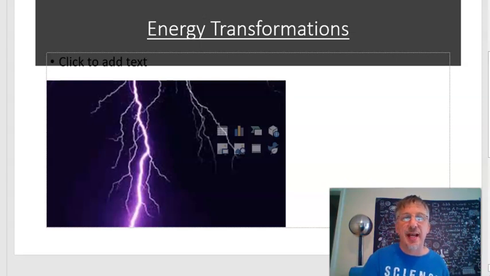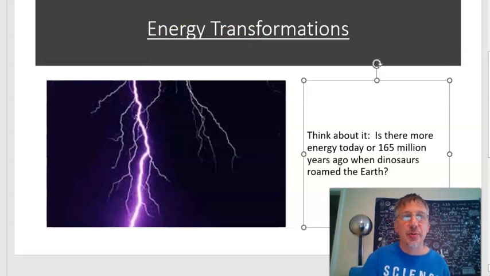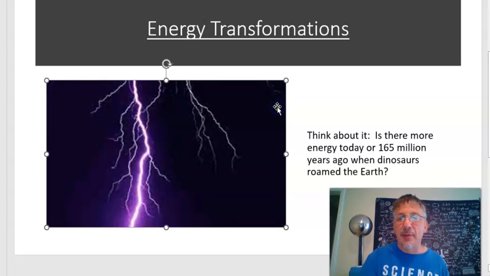So go ahead and take out your science journal, and we're going to write this on the top line in the center. So make sure you capitalize the E and the T and underline it. We're going to start this with a think about it question. My question to you is: is there more energy today or 165 million years ago when dinosaurs roamed the earth? Why don't you go ahead and think about that, have a discussion, and I'll be back with you in a minute.